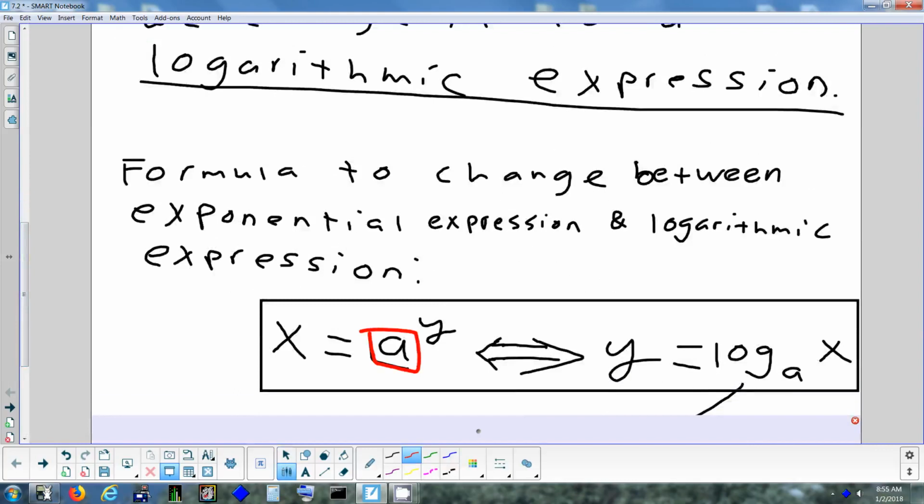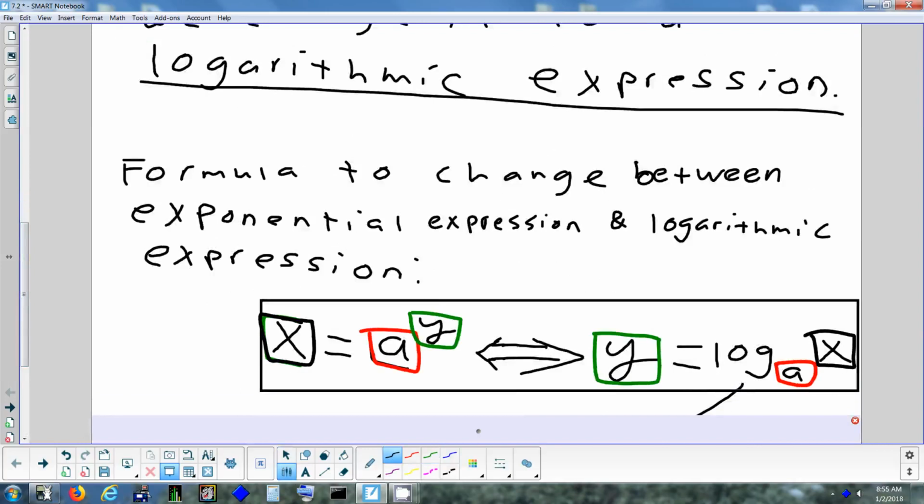So that is going to end up moving there. Exponent ends up right there. And then the only thing we haven't used is the x. And that's going to go right there.